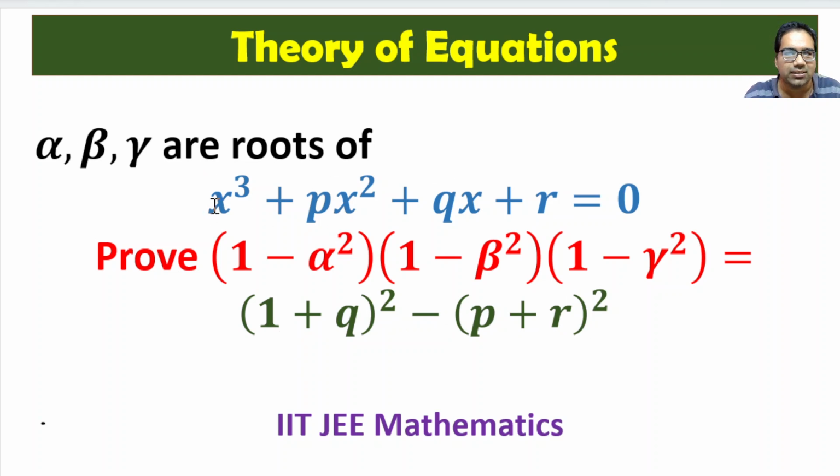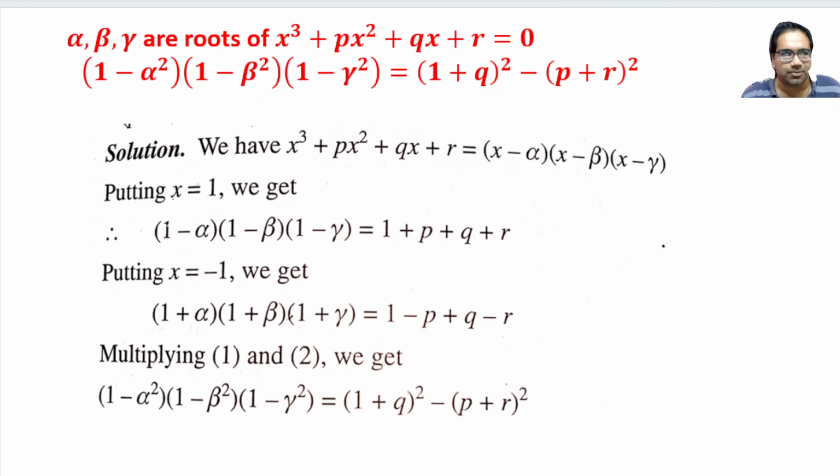So alpha, beta, gamma are roots of this equation. What does this mean? This means this equation is equal to (x minus alpha)(x minus beta)(x minus gamma). Okay. Now, this 1 minus alpha square, there is a small hint here. What is 1 minus alpha square? This is 1 square minus alpha square, which is (1 minus alpha) times (1 plus alpha). Okay, that is what it is about.